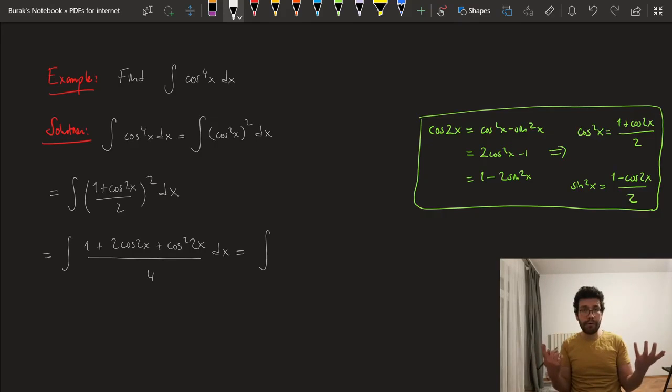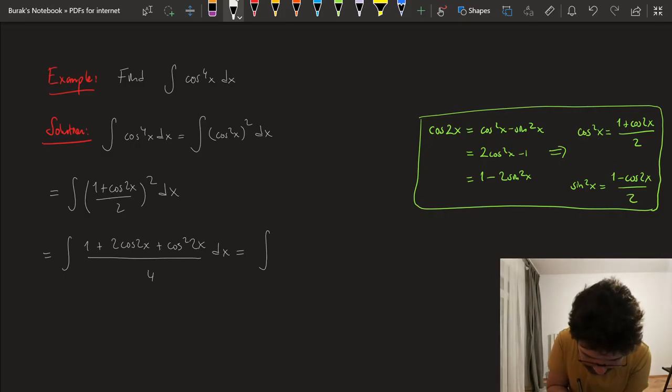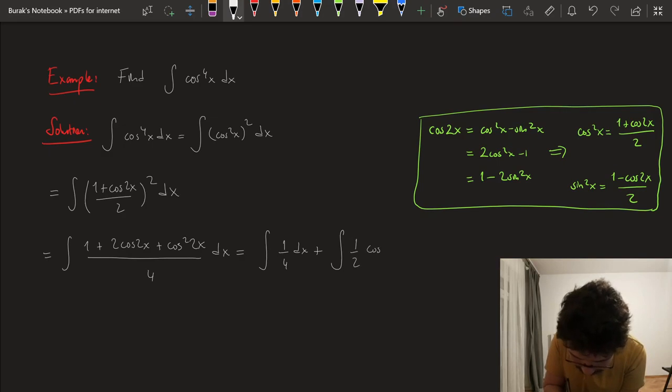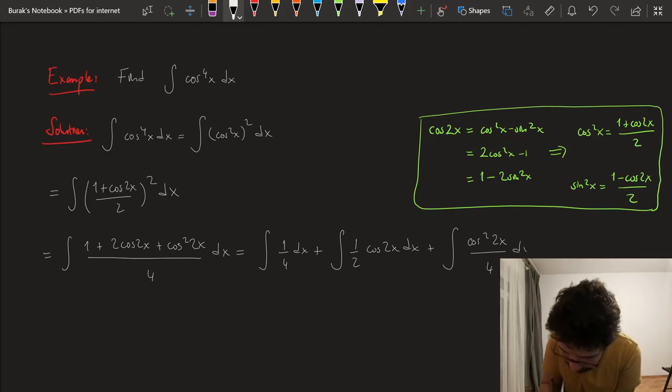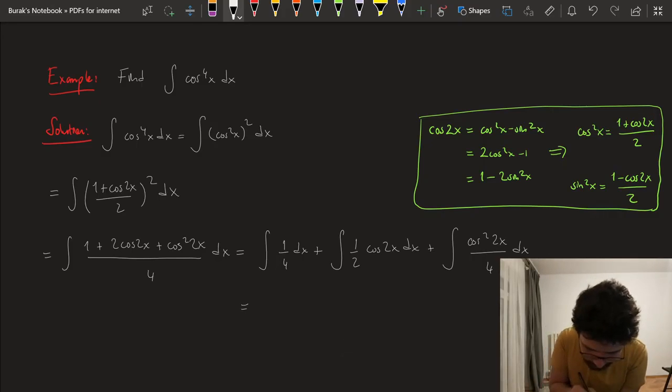So the same goes for anti-differentiation, which means the indefinite integral is also linear. The indefinite integral of a sum is the sum of the indefinite integrals. You can pull the constants in and out, and so on. So this is the indefinite integral of 1/4 plus the indefinite integral of 1/2 cosine 2x plus the indefinite integral of cosine squared 2x divided by 4. And this one is easy to find.